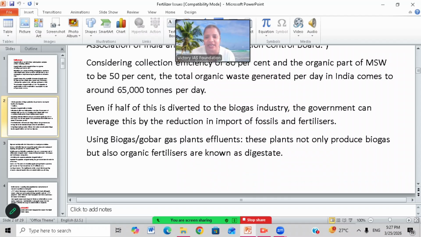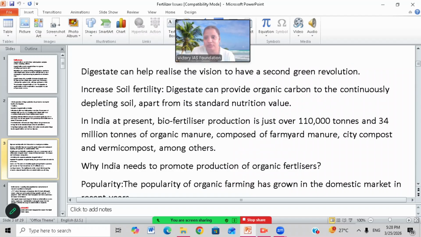So even if half of this is diverted to the biogas industry, the government can leverage this by reduction in imports of fossils and fertilizers. Biogas or gobar gas plant effluents: these plants not only produce biogas but also organic fertilizer, known as digestate. The plants produce decomposed organic fertilizer called digestate, which is useful in producing biogas, and at the same time it can be a solid waste fertilizer, an organic fertilizer for the crops.